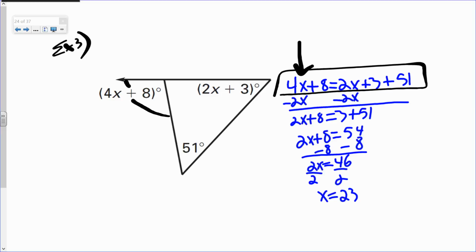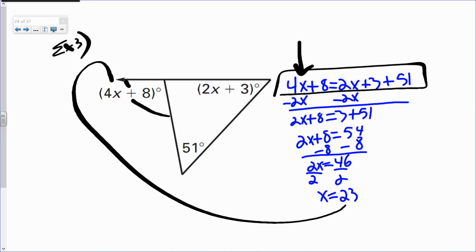X is 23. Now we're in a position to find the exterior angle. If I want to know how many degrees the exterior angle was, let's replace x with 23. 4 times 23 would be 92. 92 plus 8 would be 100. So this would be a 100-degree angle here.